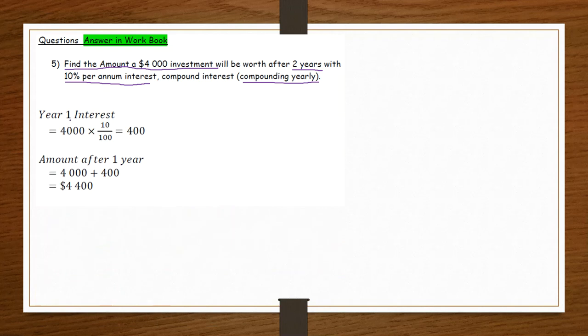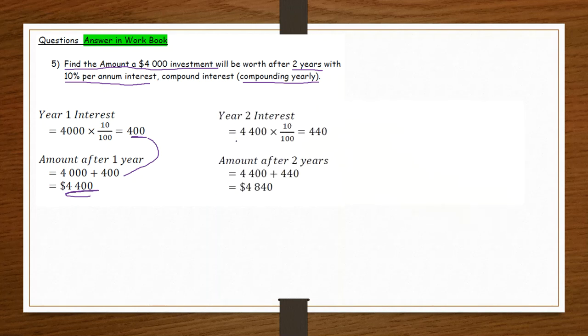The year 1 interest is 4,000 times 10%, which is 400. Add that number on, and you get 4,400. For year 2, 4,400 times 10% is 440. Add that on to 4,400 and you get 4,840. So the amount is 4,000 turns into 4,840 with interest.